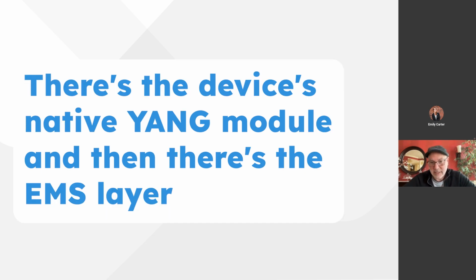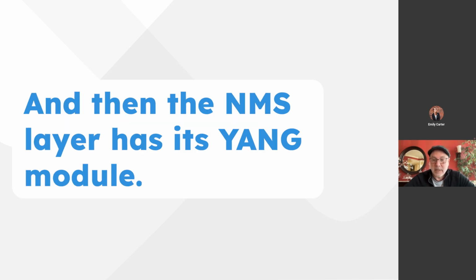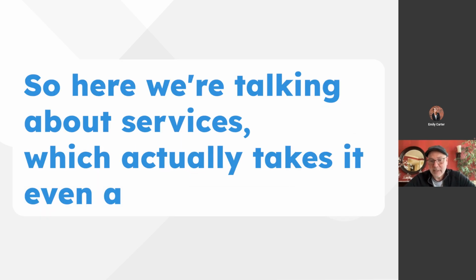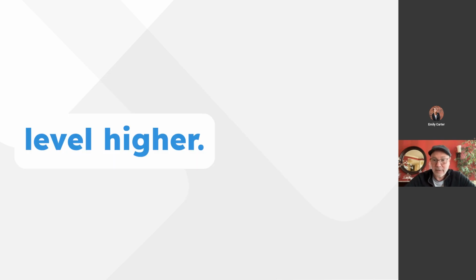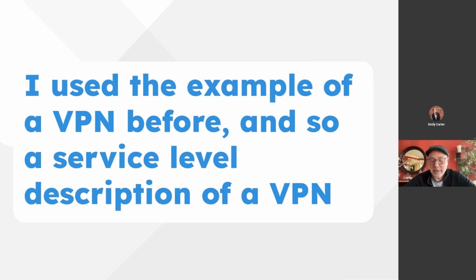There's the device's native Yang module, and then the EMS layer has a Yang module, which is really one-to-one with the device's Yang modules, and then the NMS layer has its Yang module. The question was with the SMS layer. So here we're talking about services, which actually takes it even a level higher. And so a service level abstraction could be very high level. I used the example of a VPN before.